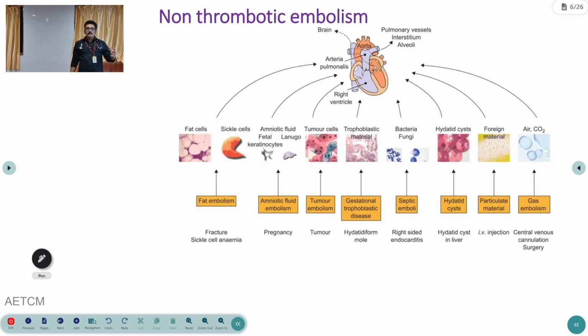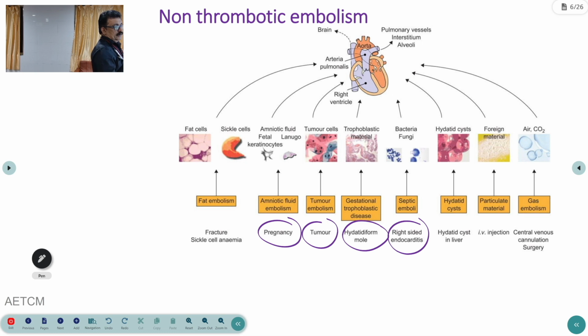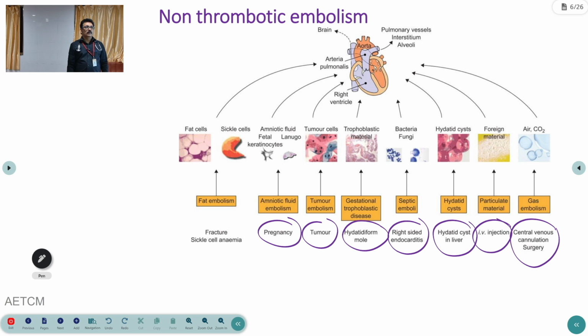Now, from all these foci, whether it is fat embolism due to a fracture, amniotic fluid embolism in pregnancy, tumor embolism due to malignancy, gestational trophoblastic disease, hydatidiform mole, then endocarditis with septic emboli, hydatid cyst in the liver, IV injections, central venous cannulation, all these things can produce emboli due to various reasons.